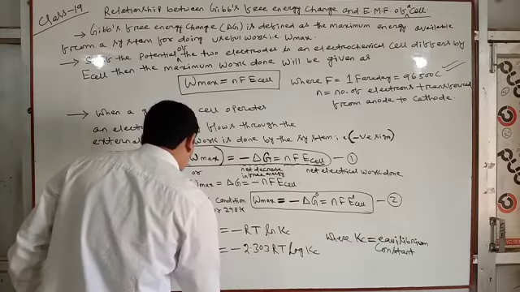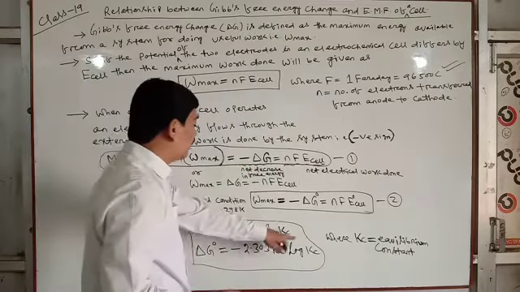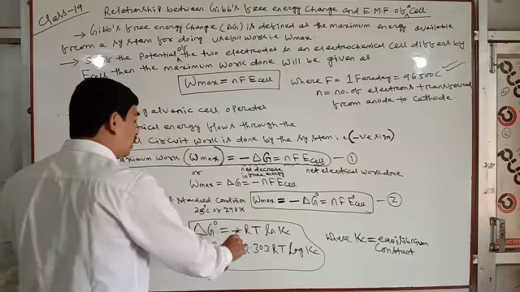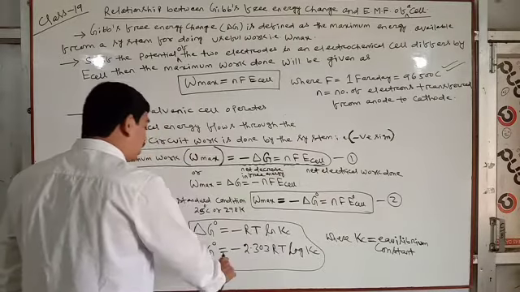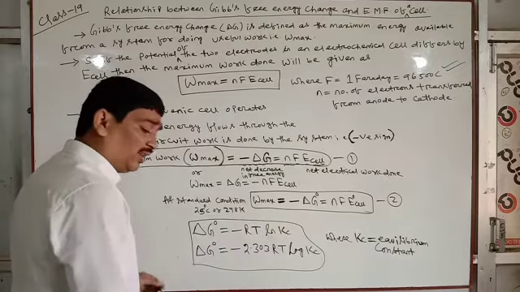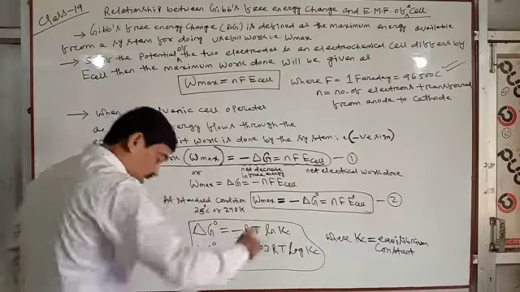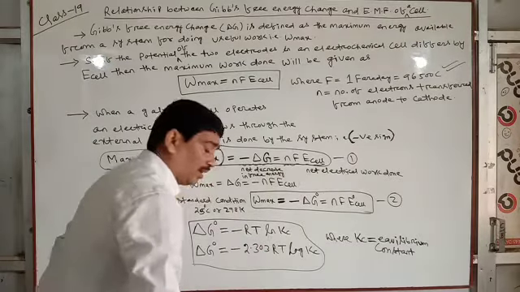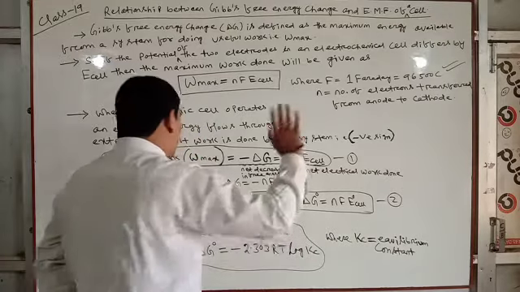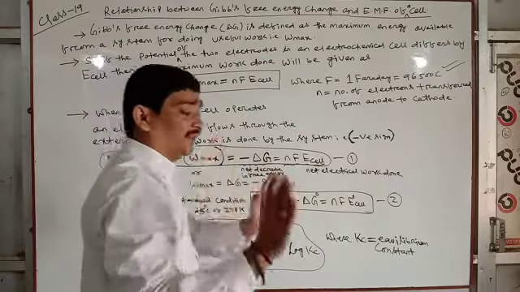So these are the two formulas. The first is in terms of ln, the second is in terms of log. Del G naught equal to minus RT ln Kc. Del G naught equal to minus 2.303 RT log Kc. You can apply either formula. Clear? So these are the formulas required in order to solve the problem.